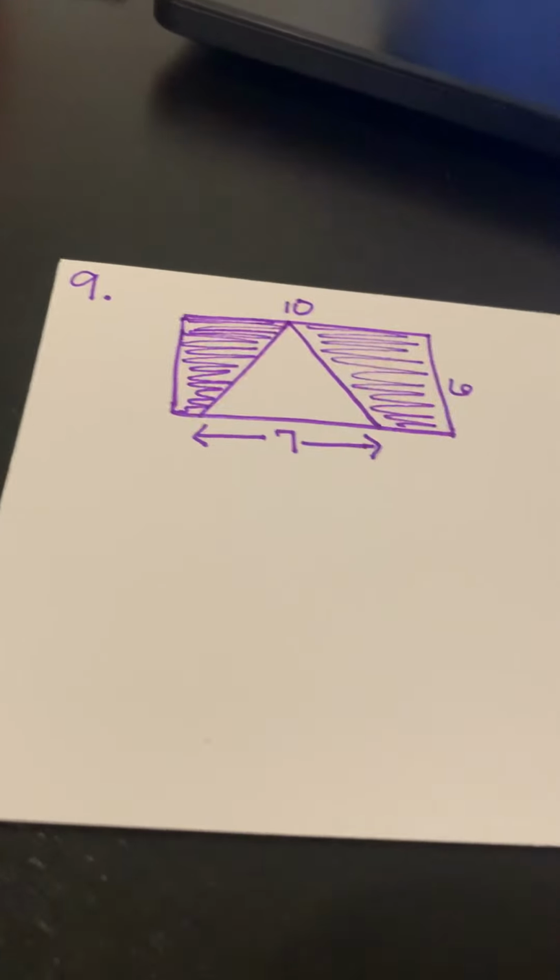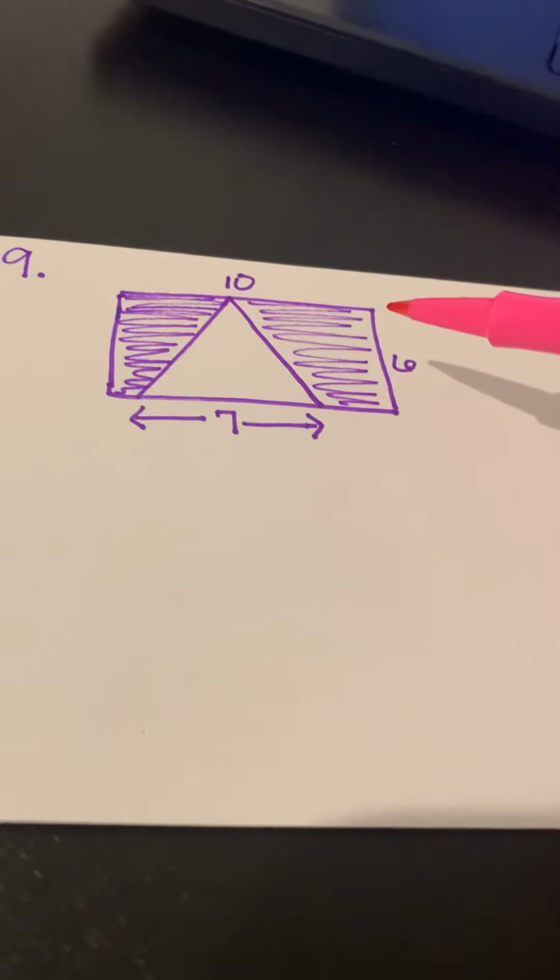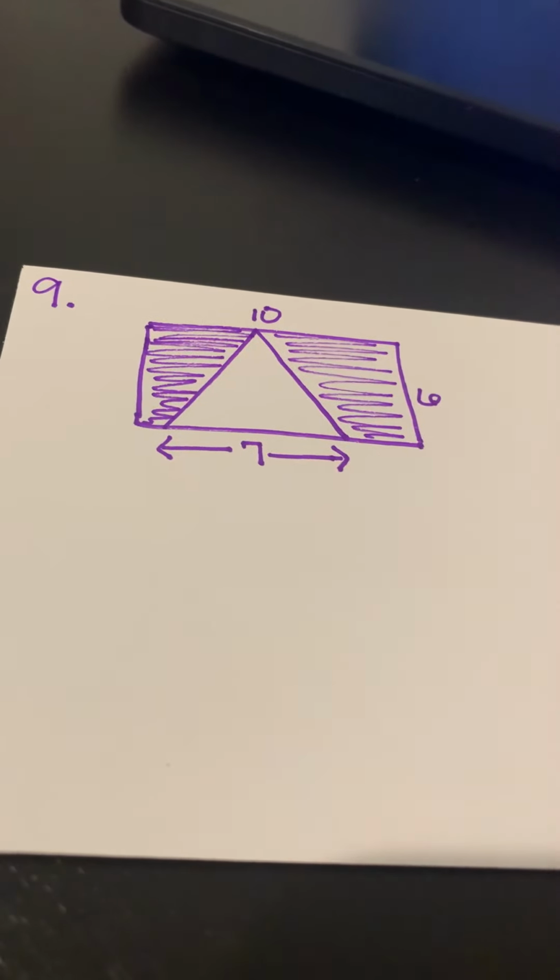Okay, let's move on to some subtraction. So as you notice on number 9, we have a rectangle and a triangle, but this time the directions say to just find the area of the shaded portion. So what they did here is they had a rectangle and then they cut out a triangle. So we're still going to find the area of both of those, but we're going to subtract the triangle from the rectangle at the end.